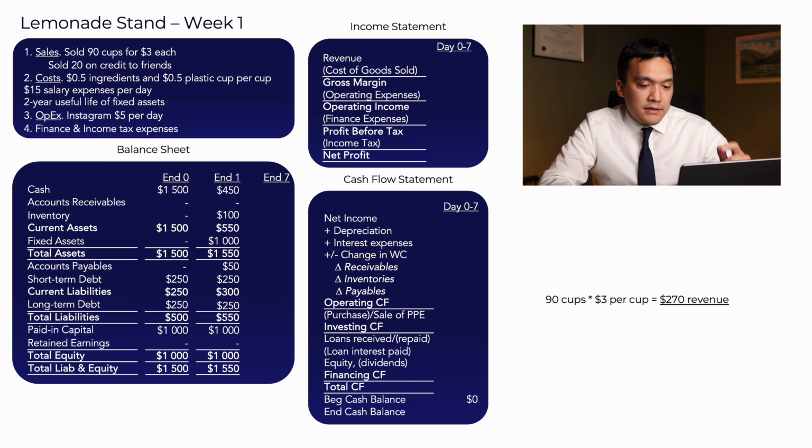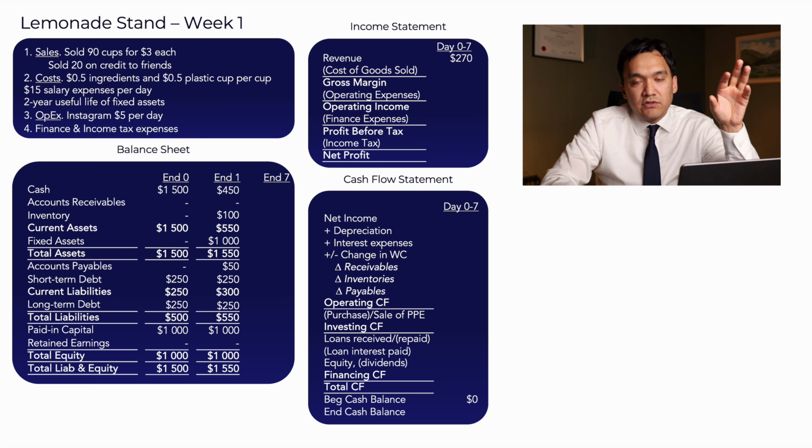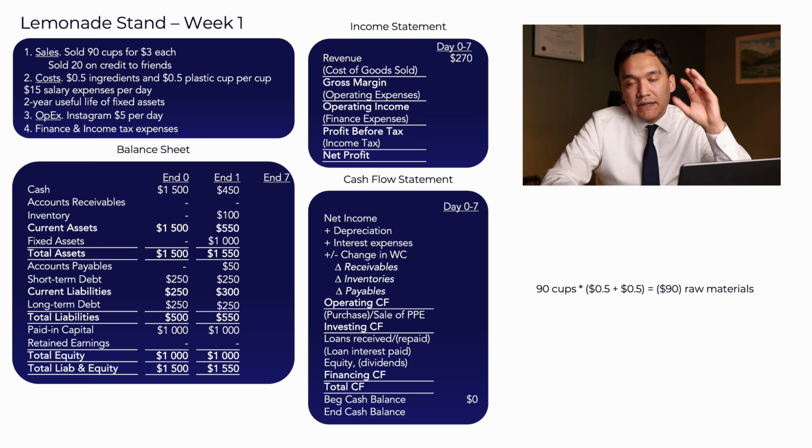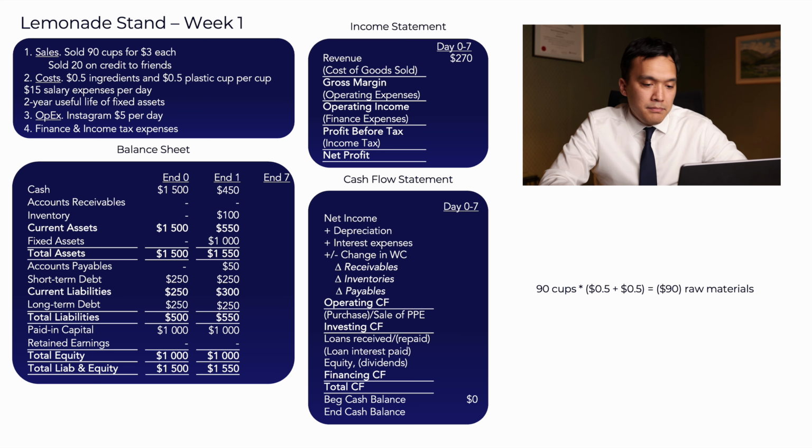And we had 90 cups, and the cost is $1 per cup, which is 50 cents for the ingredients and 50 cents for the plastic cup, so $1 per cup. And $90 times $1 is $90 for the raw materials. Then we had salary expenses of $15 per day, times 7 days is $105 for the salary.